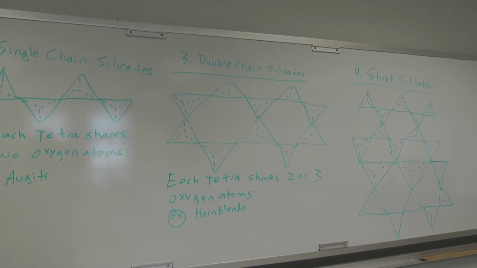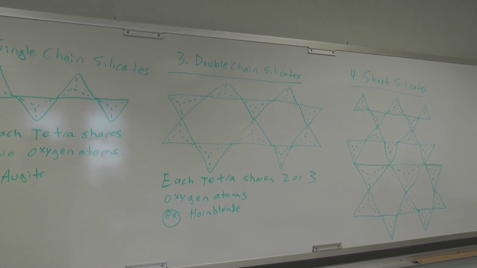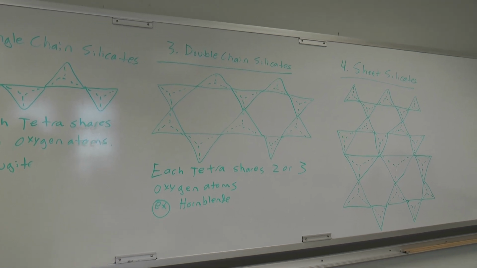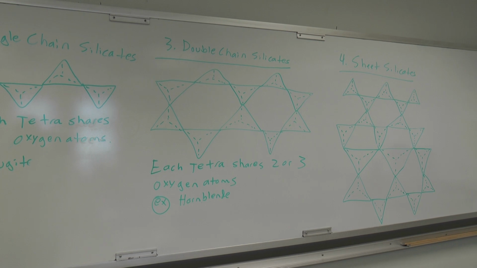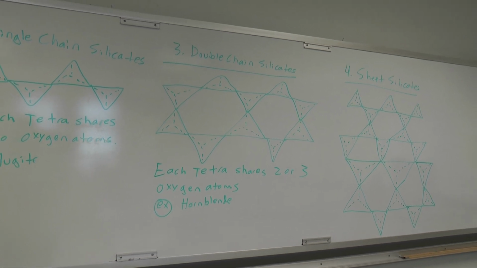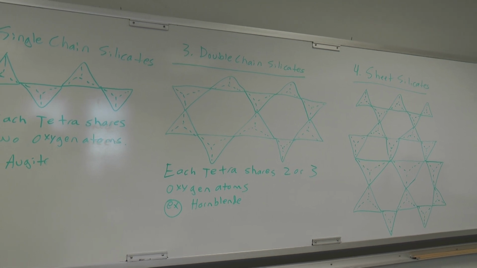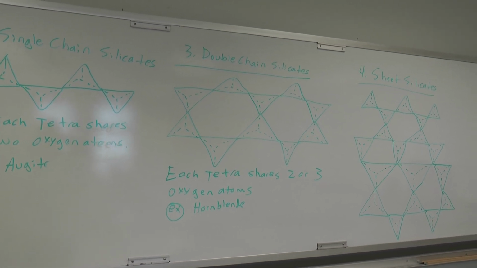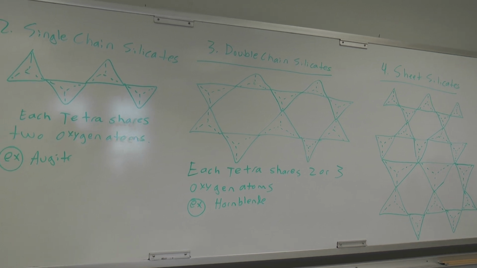So you can tell from the drawing here that each tetrahedron is sharing either two oxygen atoms, the ones on the outside share two, or three oxygen atoms, the ones on the inside share three. Examples of minerals we might look at in lab would be hornblende. The E is silent. Hornblende is also a mafic silicate mineral.